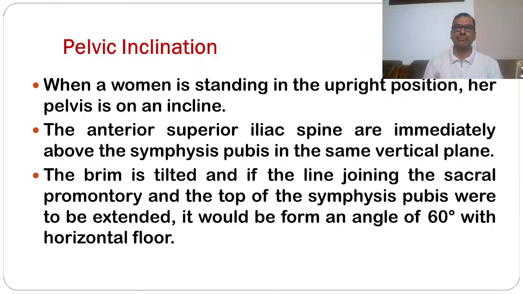Now we come to pelvic inclination. What is pelvic inclination? When a woman is standing upright, her pelvis is in an inclined position. Okay, the anterior superior iliac spines are immediately above the symphysis pubis. The brim is tilted like this. If the line joining the sacral promontory to the top of the symphysis pubis is extended, then it will form a 60-degree angle with the horizontal floor.